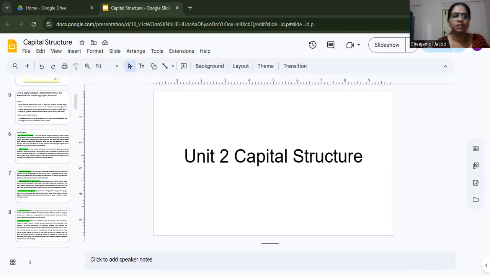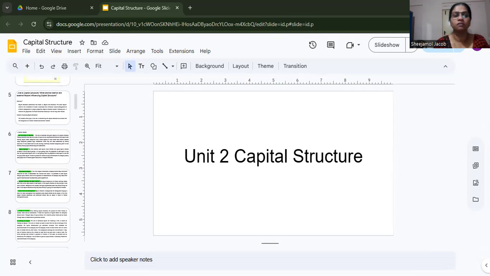equity shares. The next one is attitude of investors. Attitude of investors also plays an important role in determination of capital structure. If the investors prefer to take risk and expect high returns, they invest in equity shares. If the investors prefer to earn safe and assured income and are not ready to take risk, they invest in preference shares or in debentures.